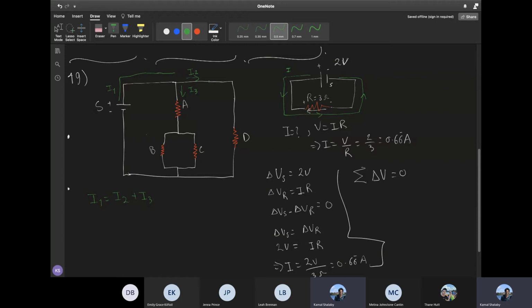Okay, so I just keep going with that. Now we have I2. I2 is just going to keep moving around till it hits D, then gets back to this junction. So all of this is I2, right?